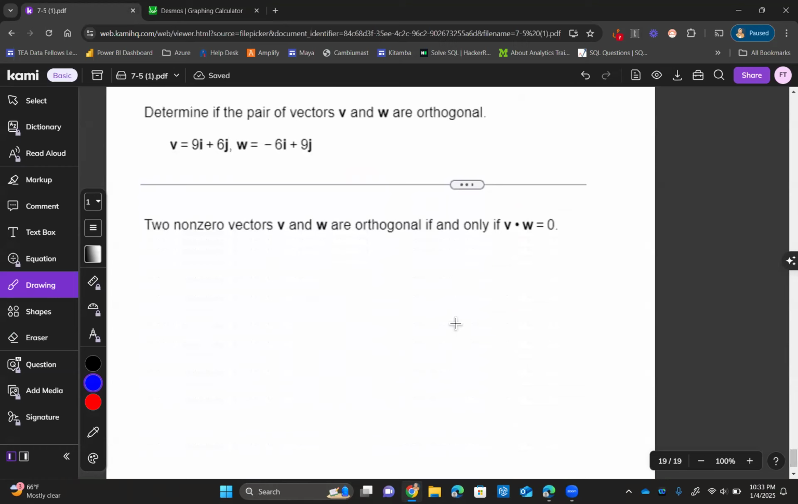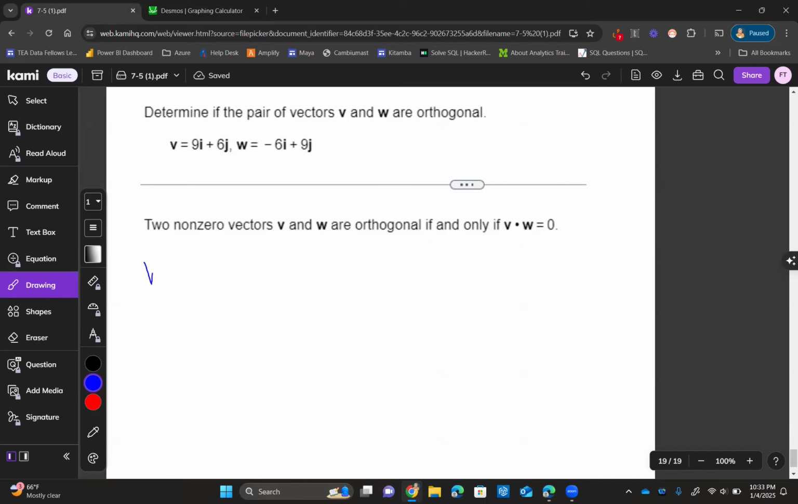The final question I want to model from 7.5 is, I have the vector v and I have the vector w. For these two vectors, we're going to decide if they are orthogonal. Which means we're going to check if the dot product is 0 or not. If the dot product is 0, we're going to call them orthogonal. If not, we're going to say no.